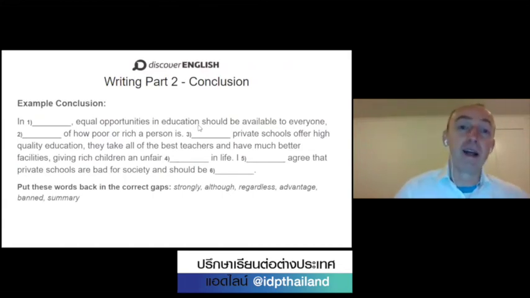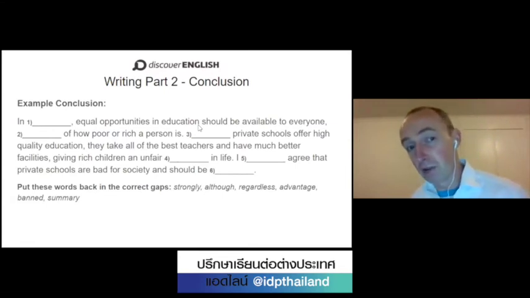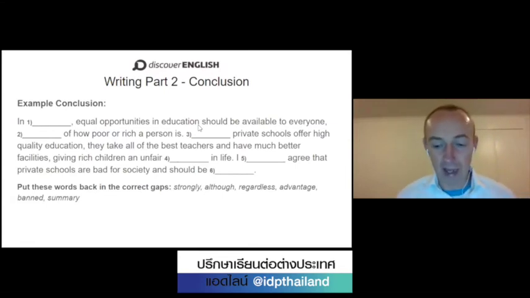Here is a writing part 2 conclusion. I've made a conclusion for you, but I've taken some words out of it. So there are 6 gaps, and down the bottom it says put these words back in the correct gaps. Strongly, although, regardless, advantage, band, and summary. So you've got 6 gaps there and 6 words.